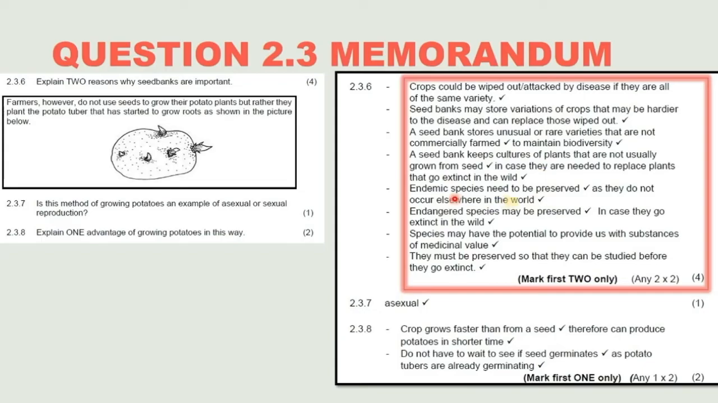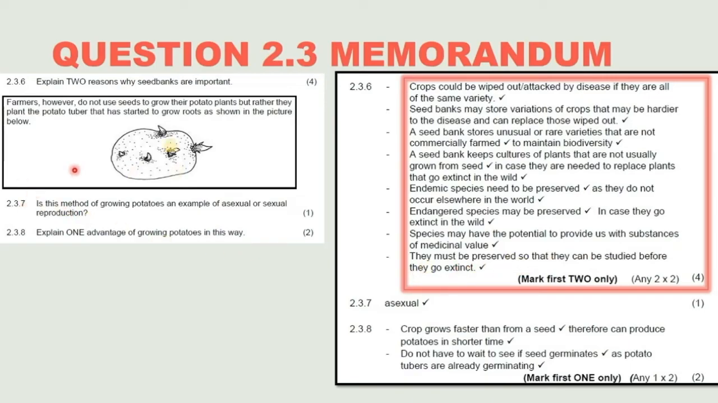Then endemic species need to be preserved as they don't occur anywhere else in the world. Then endangered species may be preserved in case they go extinct. Then species may have the potential to provide us with substances of medical use, and must also be preserved so that they can be studied before they go extinct.